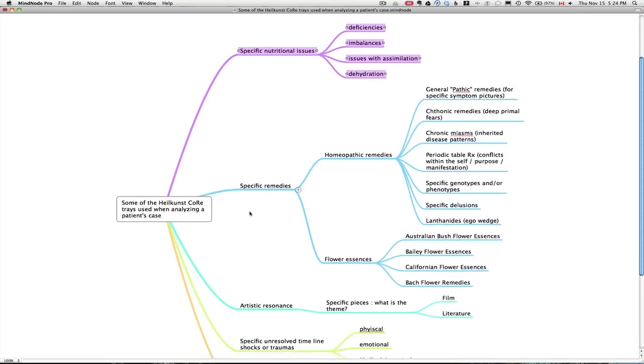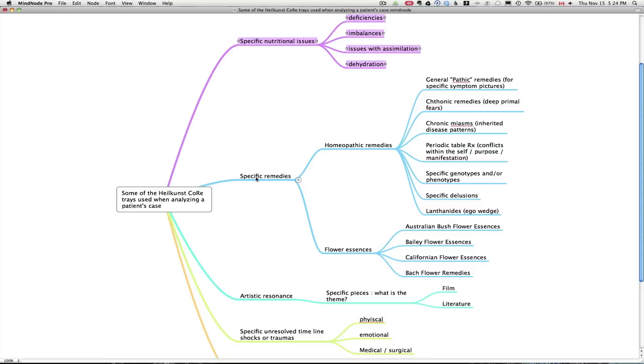The next really main area that the core can help with is identifying some really specific remedies. We use homeopathics and we use flower essences, and for example in the homeopathics we use what we call pathic remedies, and those are related to really specific symptom pictures. So if someone has a particular kind of cough or a particular kind of sore throat, or specific symptoms related to a bladder infection or something along those lines.